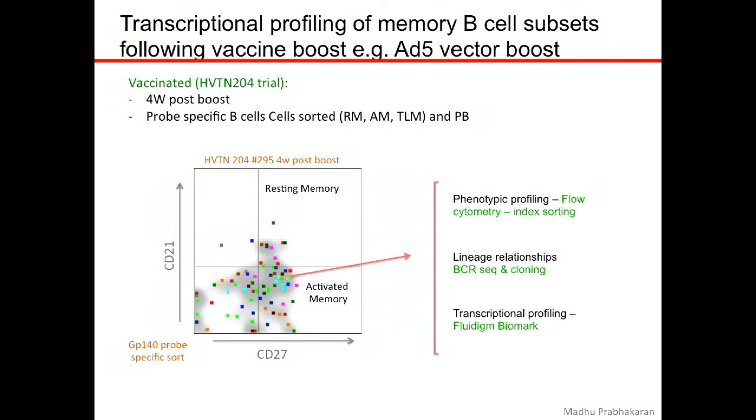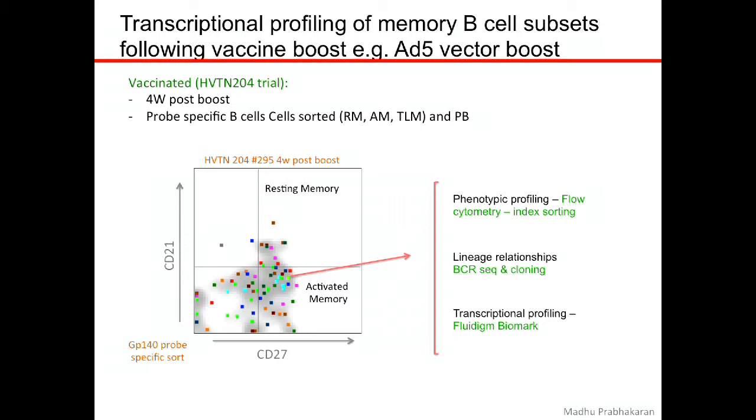Here we have the same plot, but this time we've taken an individual. This individual was vaccinated as part of an HVTN trial, so this is an HIV vaccine trial. And this sample was taken 4 weeks post-boost. And these are all probe-specific B cells, and we've sorted these for resting memory, activated memory, tissue-like memory, and for plasmablasts as well.